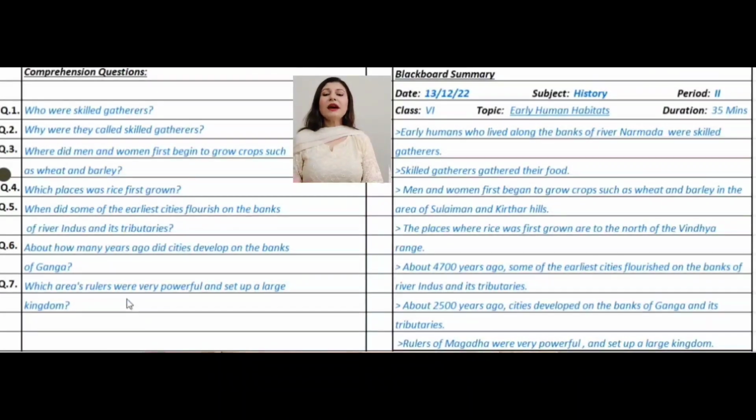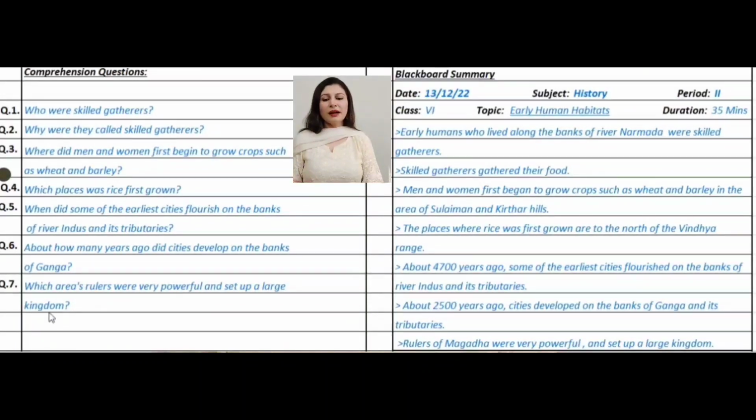Then you can ask, about how many years ago did cities develop on the banks of Ganga? Children will give the answer. About 2,500 years ago, cities developed on the banks of Ganga and its tributaries. And you will write that answer on the blackboard.